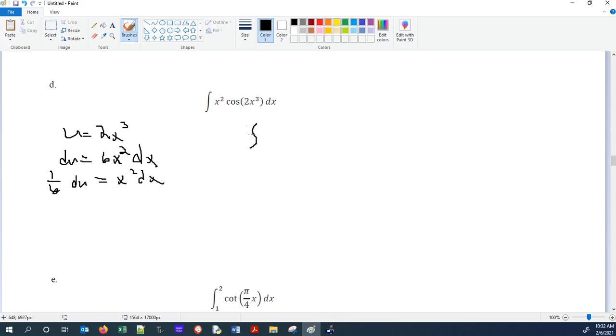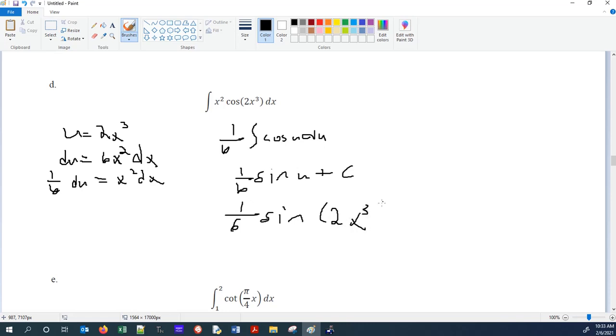This makes this the integral. I can pull out a 1/6. The integral of x squared dx became a du. So this is just cosine of u du. The integral of cosine u is sine u. So 1/6 sine u plus c. And we can rewrite that as 1/6 sine of 2x cubed plus c.